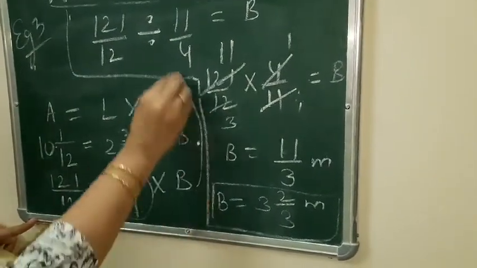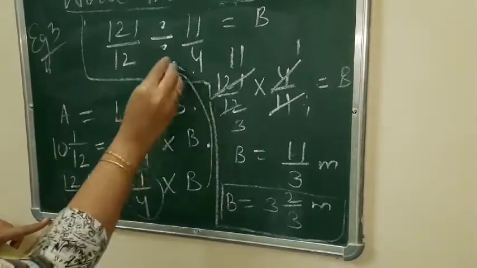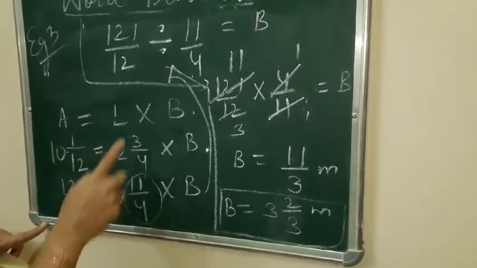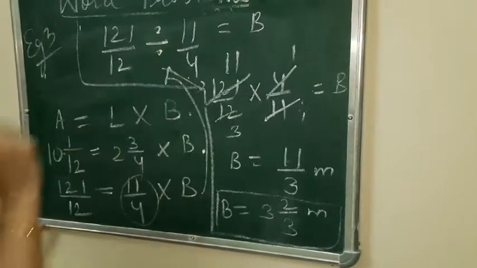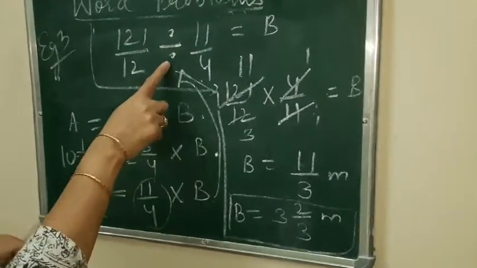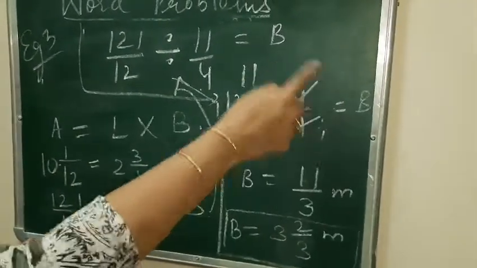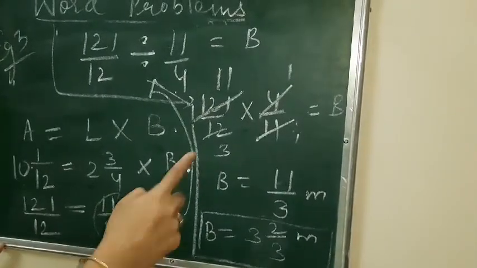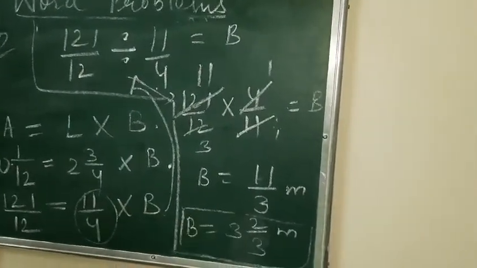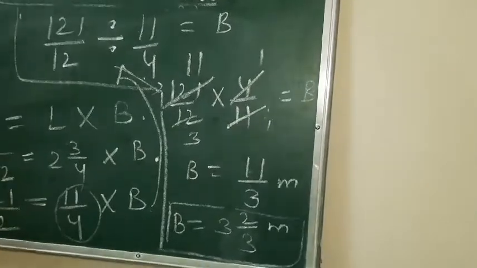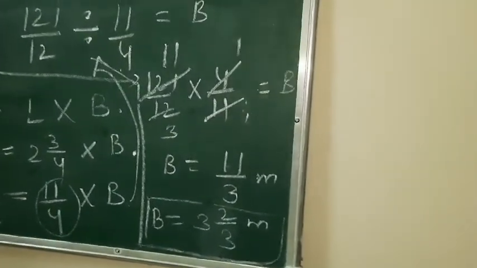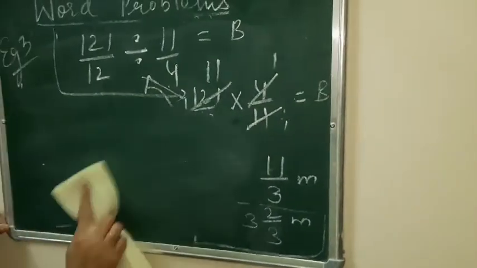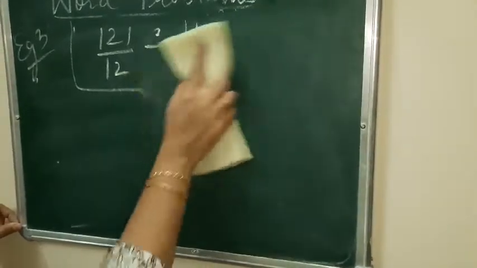So B is equal to 121 by 12 divided by 11 by 4. The division is to be changed into multiplication, and the second term's reciprocal. Do the cuttings. Your answer is 11 by 3. Change it into a mixed numeral. You will get the answer. So these were your 3 examples. Example number 4 we will be discussing tomorrow.